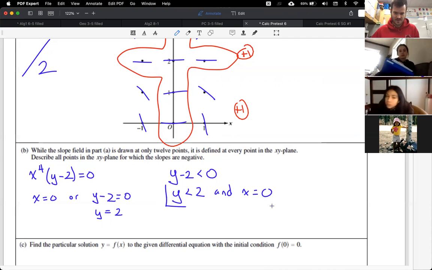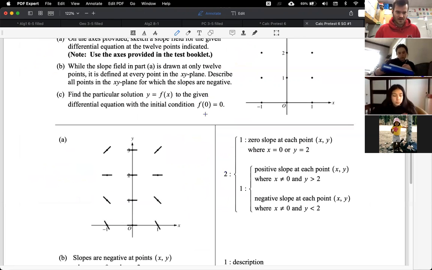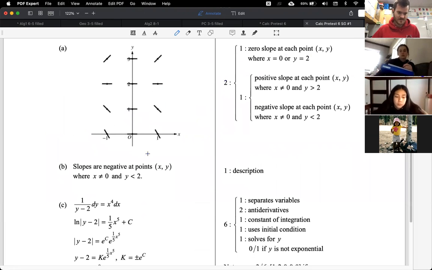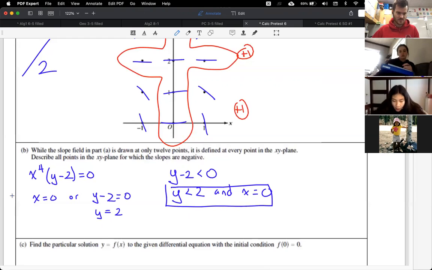I'll box it. Let's see how well Mr. Sindel did. The scoring guide for part B, there it is. Y less than 2, x can't be 0. You get 1 point for that. So this is just out of 1. No questions, no questions. If I didn't put the x can't be 0, oops, do I not get it? Nope, you don't get it. You have to say x cannot be 0.